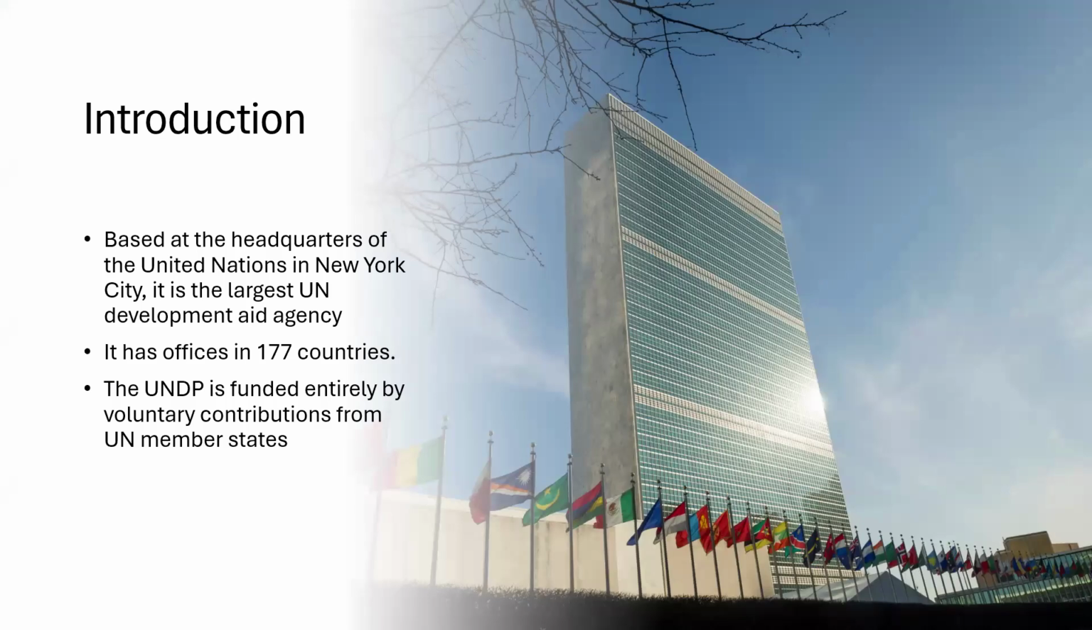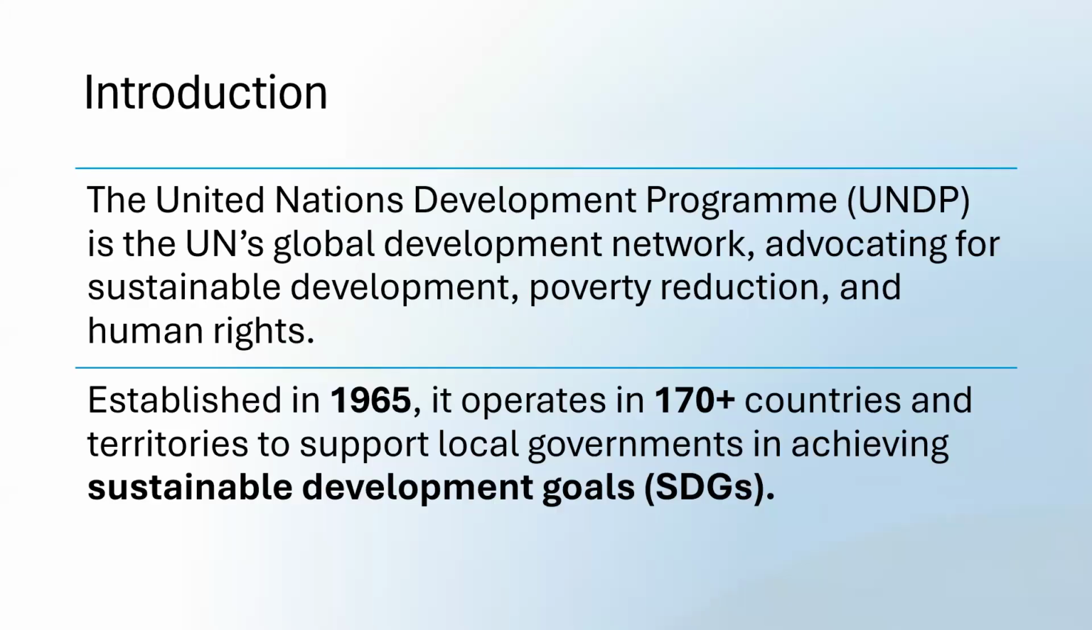Introduction. UNDP is based at the headquarters of United Nations in New York City. It is the largest UN development aid agency. It has offices in 177 countries. The UNDP is funded entirely by voluntary contributions from UN member states. The United Nations Development Programme is the UN Global Development Network advocating for sustainable development, poverty reduction, and human rights. It was established in 1965. It operates in 170 plus countries and territories to support local governments in achieving SDGs.